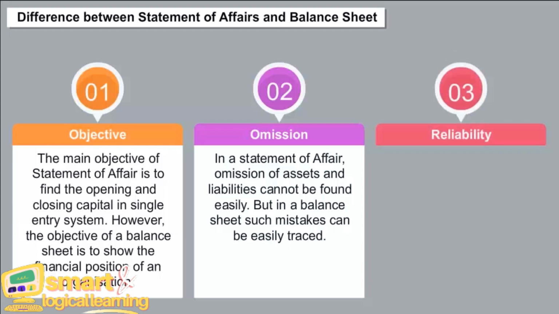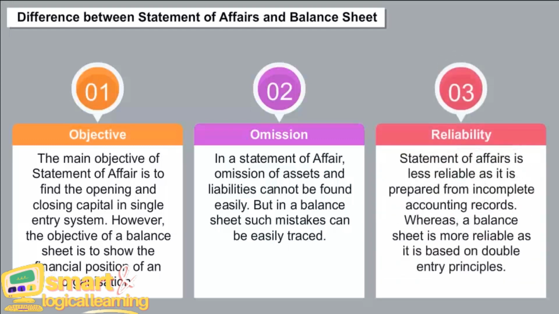3. Reliability. Statement of affairs is less reliable as it is prepared from incomplete accounting records, whereas a balance sheet is more reliable as it is based on double entry principles.